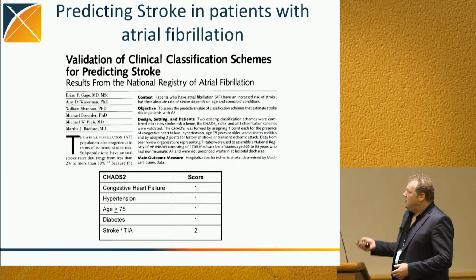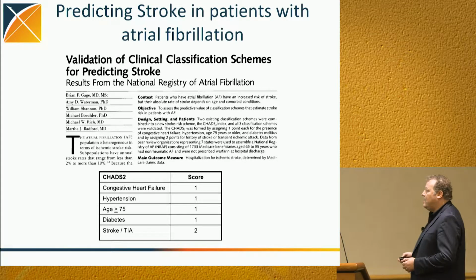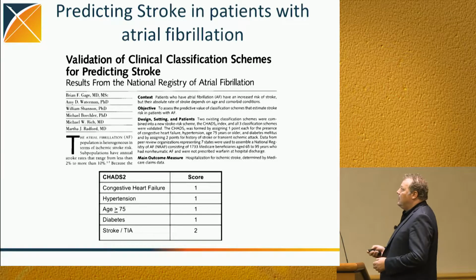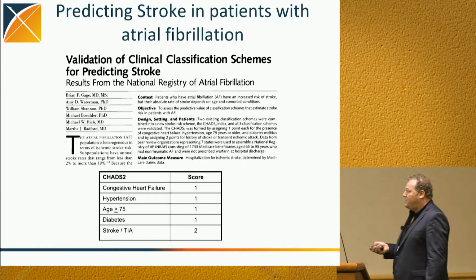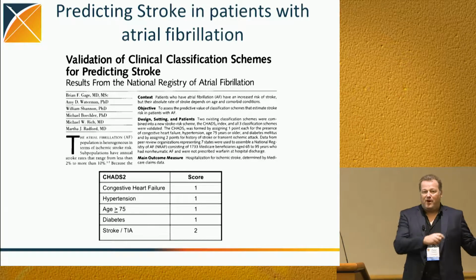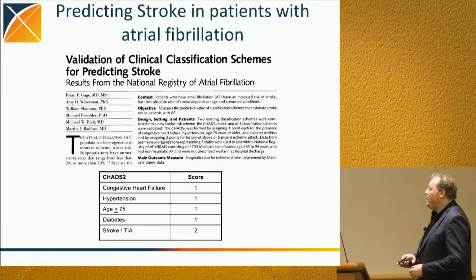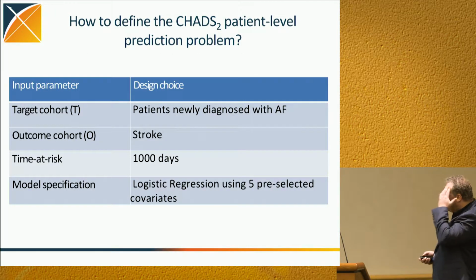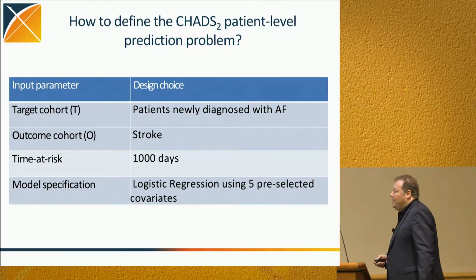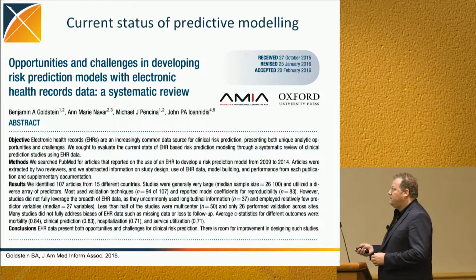One example is the stroke model that we'll be talking about more in the presentation from Jenna. The CHADS2 score, that's about predicting stroke in patients with atrial fibrillation. It's a very simple score. It's like weighting a couple of variables in the model to give you a probability of the outcome. So the target cohort is here, patients with newly diagnosed atrial fibrillation. Outcome is stroke, 1,000 days. And they use a logistic regression model with 5 pre-selected covariates.